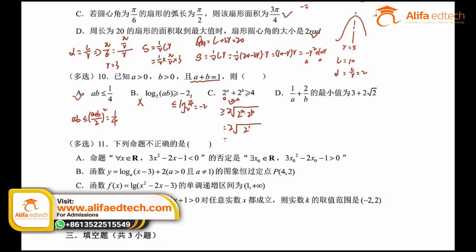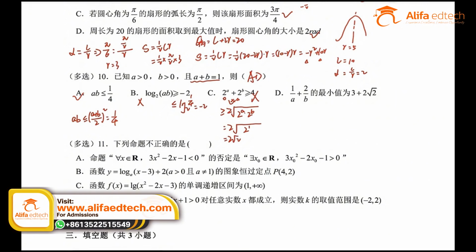This means that 2 to the power of a plus 2 to the power of b has a minimum value. But it's not 4, it's 2 times the square root of 2. So option C is incorrect. B and C are incorrect. It's a multiple choice question, so that means D must be correct. We have our answer, which is option AD.